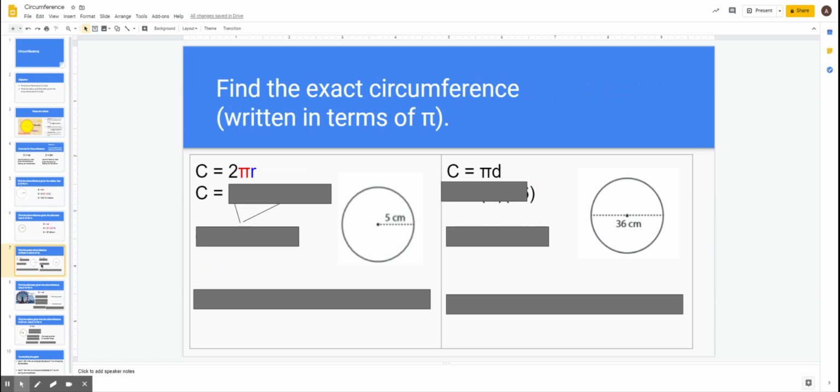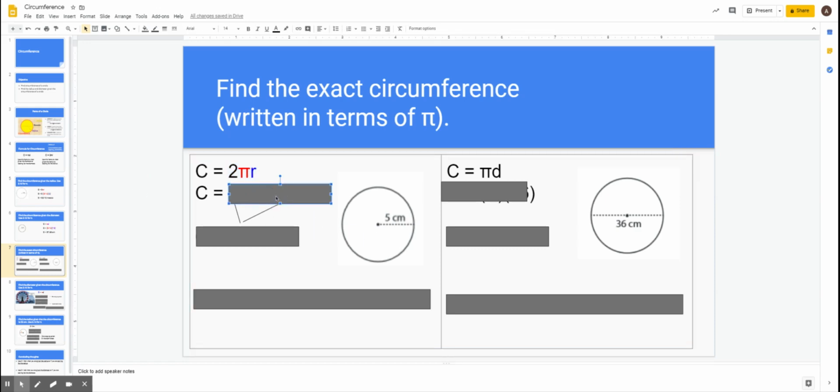In our next examples, we need to find the exact circumference. That means that it's written in terms of pi, or in other words, pi is in your answer. So in the first example that we have here, we have a circle and we have the radius of 5. So the formula that we're using is c equals 2 pi r.